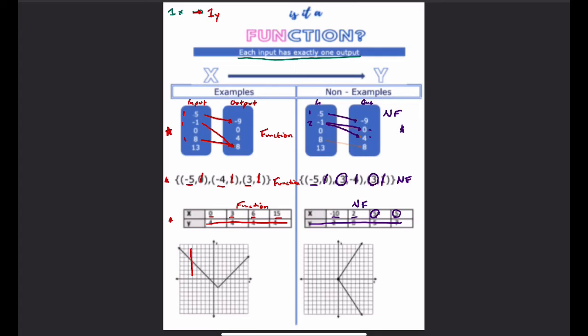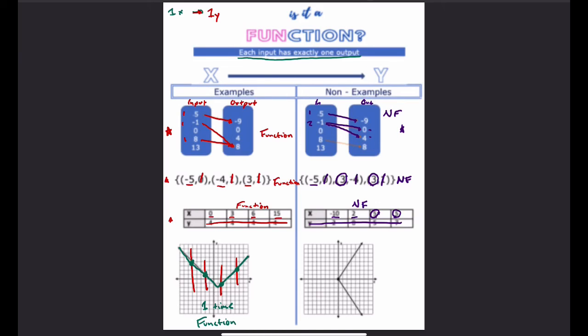I can put a multitude of vertical lines. As you can see, here's my line right here. How many times at each vertical line does this green line touch the red line? That's one time, one time, one time, one time. So each one of these vertical lines touch this line one time. So that is telling me that this is a function.